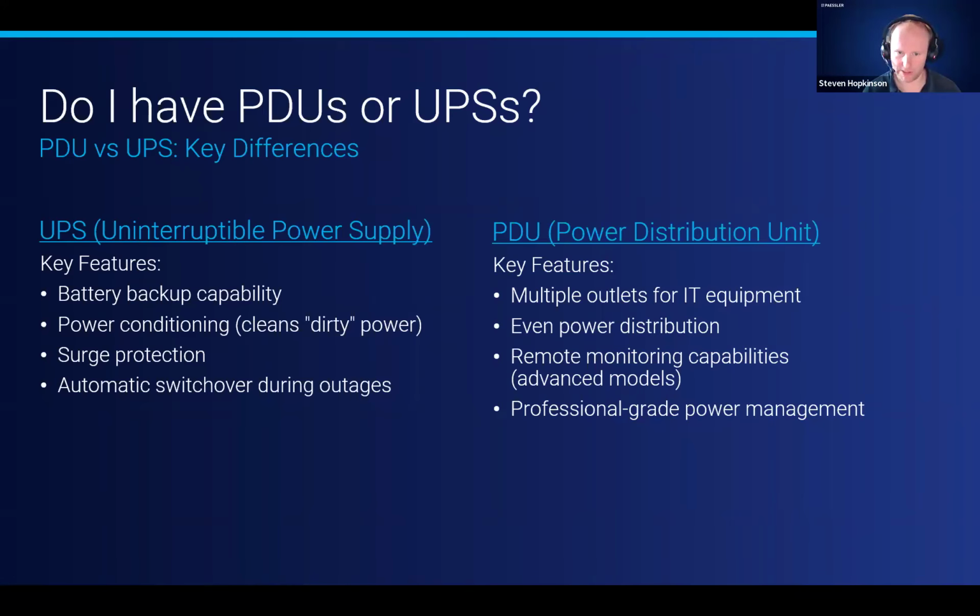So the UPS, the uninterruptible power supply, of course, the key features of that is that it has battery backup capability. It offers the power conditioning by cleaning the dirty power from the wall. It offers surge protection and, of course, automatic switchover during outages.